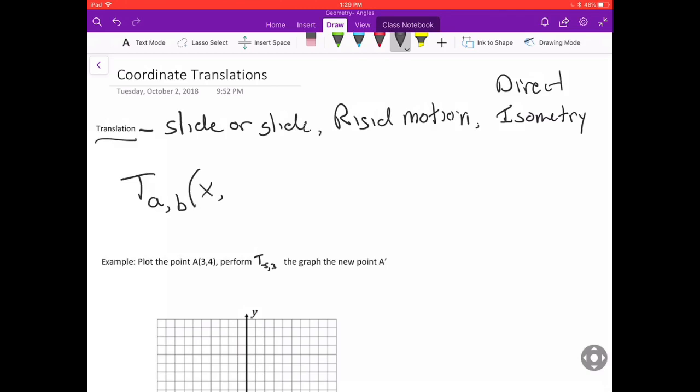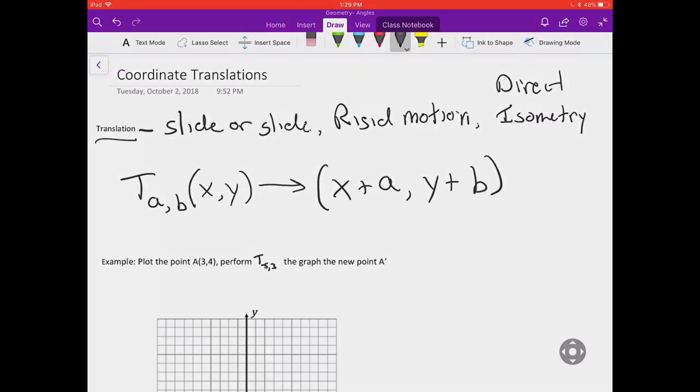Now, our general rule for translation is to take a point (x, y) with these two numbers under here, a and b, and all we're going to do for a translation is add those numbers to x and y respectively. So the new point is going to be (x plus a, y plus b), and that's going to give us our new point.